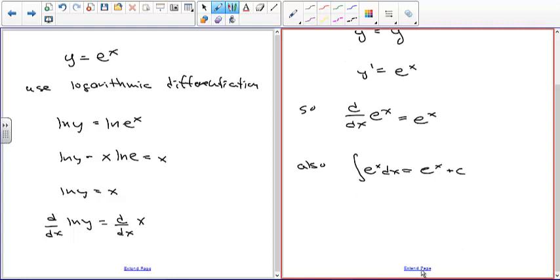We can also say, hey, we could do u substitution if everything works out right. So the integral of e to the u du is equal to e to the u plus c. So we can put u in there. That just means that we can use u substitution. So the rest of this section is just applying these two rules, the derivative rule and the integral rule.